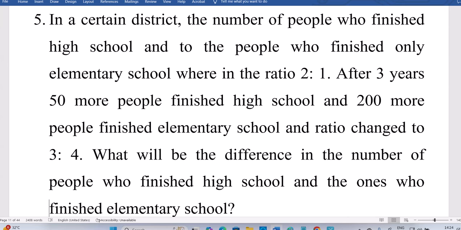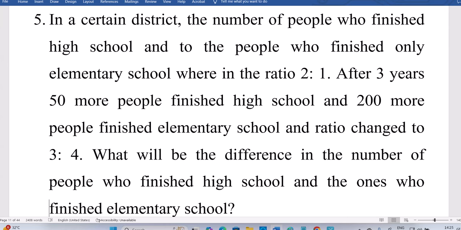It is a big question with a lot of ratios, but actually it is a simple one. Initially 2 is to 1. For the first one you added 50. For the second one you added 200. The ratio is changed to 3 is to 4. Then finally you need to take the difference between these two varieties. Anyone solve? The lines are more, but actually the question is very simple.